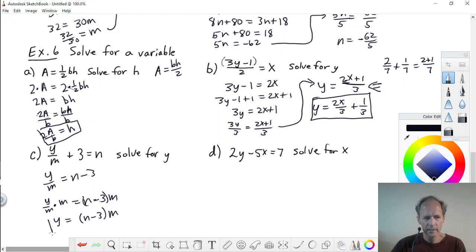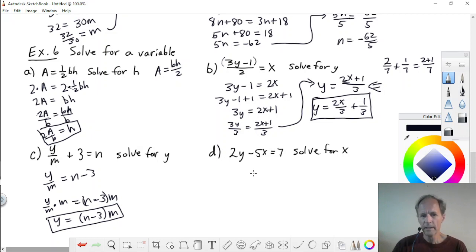Not so bad, right? I think people just look at all the letters and they go, I don't know how to do that. But I think you do. They're just like the others. It's just that you have letters instead of numbers.